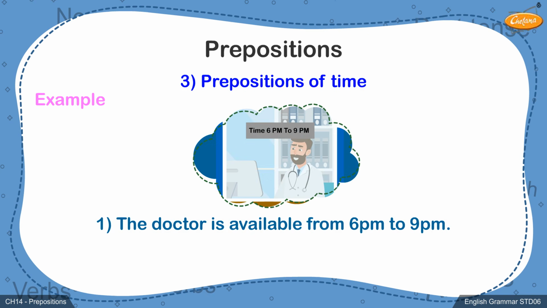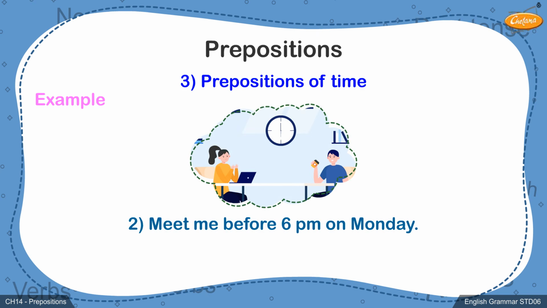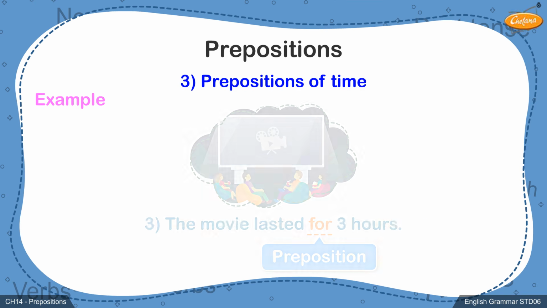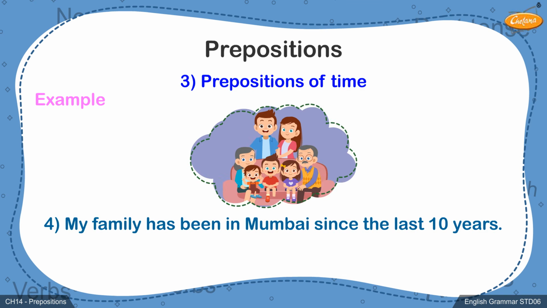The prepositions like from, to show that the doctor is only available during that time. The prepositions before and on show that I can only meet before 6 on Monday. The word for in the third example indicates the duration of the movie. Similarly, in the last example, the preposition since tells us that the family has lived in Mumbai for a period of 10 years. These words indicate time and hence are called prepositions of time.